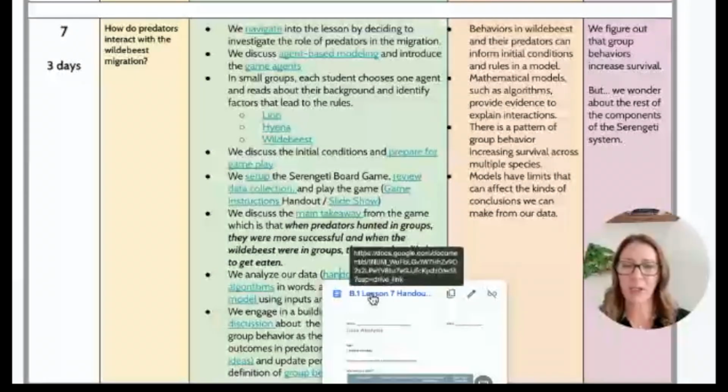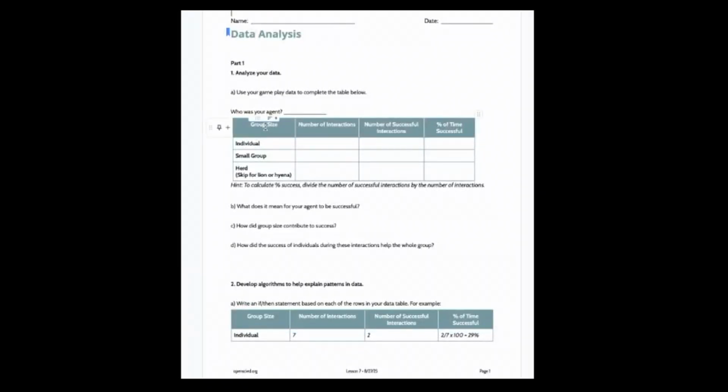Now, we're going to analyze our data. There's a handout. Let's take a look at it. So you can see that they're going to, first of all, say who was your agent. We're going to count up our number of interactions, the number of successful, and then we're going to calculate the percent of time successful. There are slides to kind of help walk through this. You can see that there is an example down here too of how to calculate a percentage. Divide the number of successful interactions by the number of interactions. So we're probably going to have to help them with a little math there.